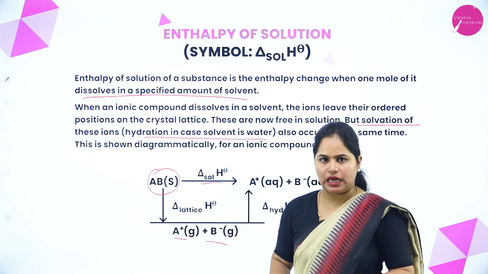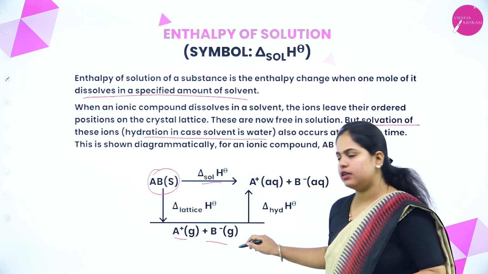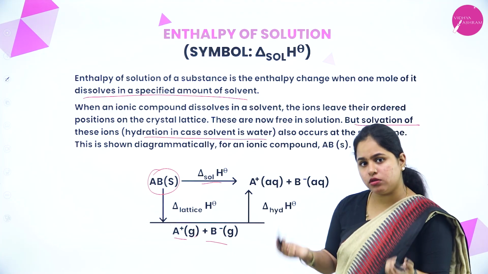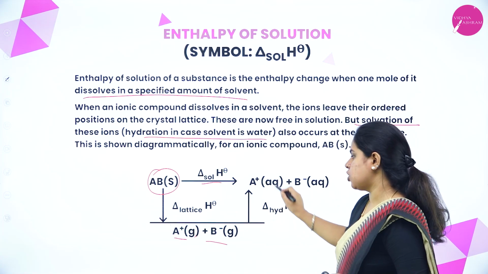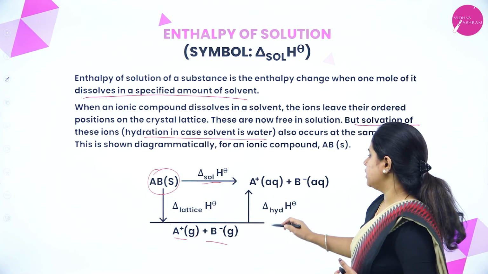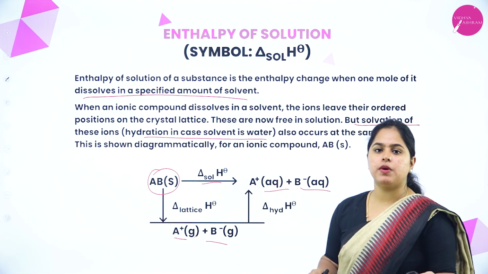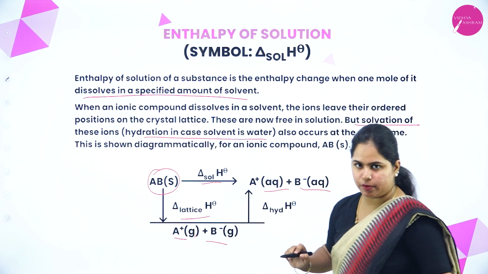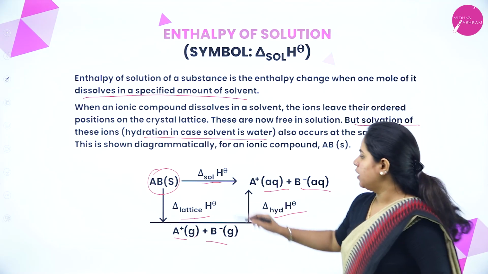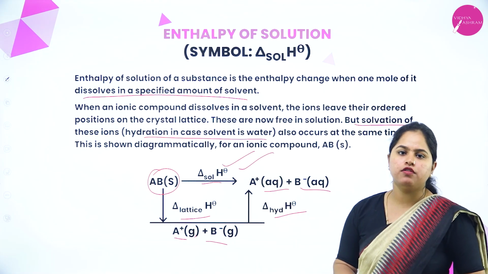So we can calculate lattice enthalpy. Now these are in the gaseous state. Now we are going to dissolve it in a specific amount of solvent. So what happens? That is called the enthalpy of hydration, right? So now you will get the A plus and B minus ions in aqueous states. If you take the sum of lattice enthalpy and hydration enthalpy, we can calculate the enthalpy of solution.